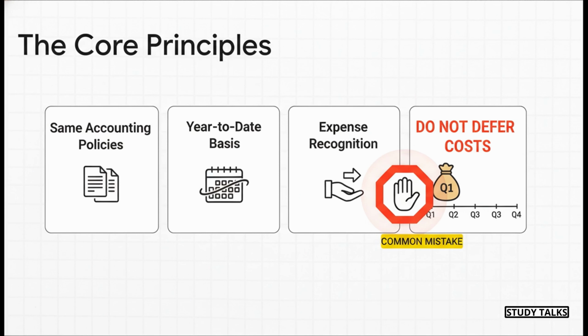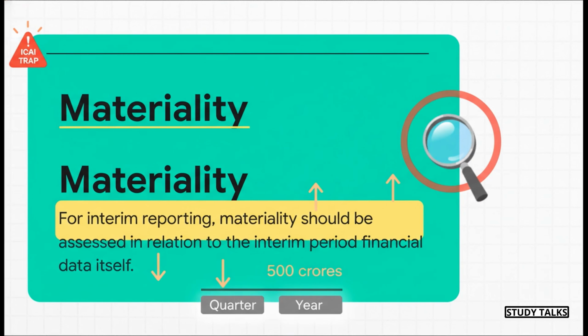You have to use the exact same accounting policies as your annual statements. You measure things on a year-to-date basis. And here it is, the big one. An expense is recognized when a liability is incurred. Income is recognized when an asset is created. You absolutely cannot defer costs just to smooth out your profits. That's a huge no-no. Here's another little twist ICAI likes to throw in, materiality.